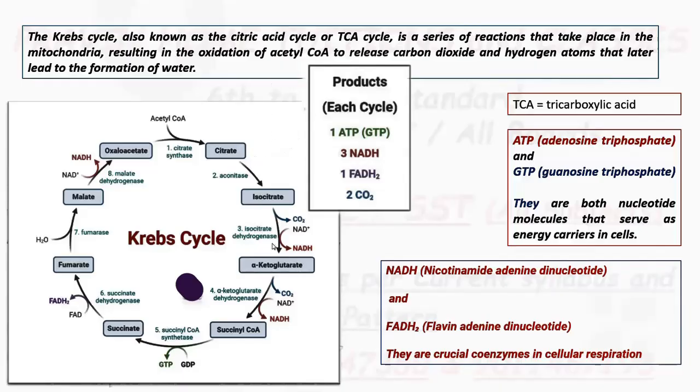So the products formed in the whole reaction are one ATP molecule, in the form of GTP, 3 NADH molecules, 1 FADH2 molecule and 2 CO2 molecules. So when one acetyl coenzyme A molecule oxidizes, these products are formed. And this is what is related to the Krebs cycle.